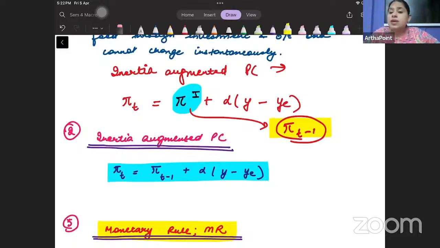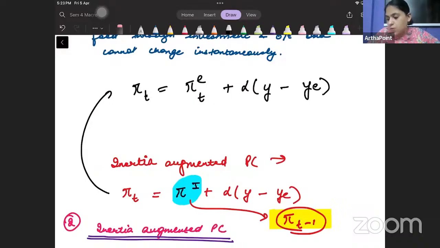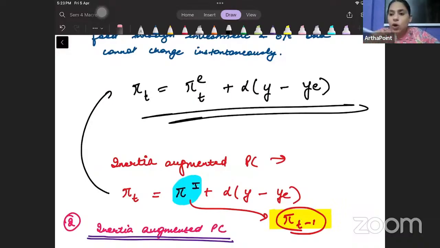We are continuously making a mistake and assuming the expected inflation. If you remember the expectation augmented Phillips curve, if I compare it with this, that was pi t is equal to pi e t plus alpha (y minus y e). So we had taken it as some part of the expectation, right? It was getting affected by expectation. In the inertia augmented Phillips curve, it is getting affected by inertia.